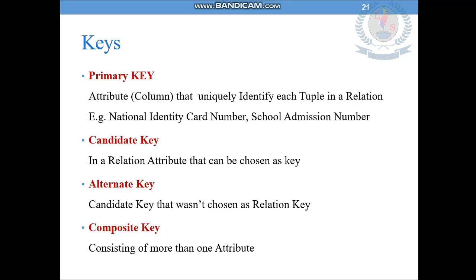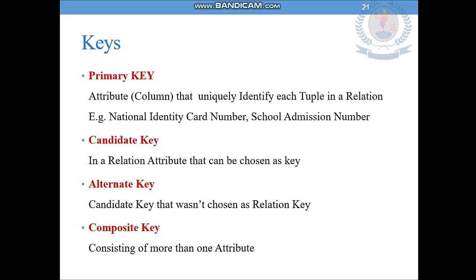Primary key is an attribute that uniquely identifies each tuple in a relation. So here it's a unique key. I have given two examples: national identity card number and school admission number. We cannot have the same national ID card number for two people, or the same school admission number for two students.